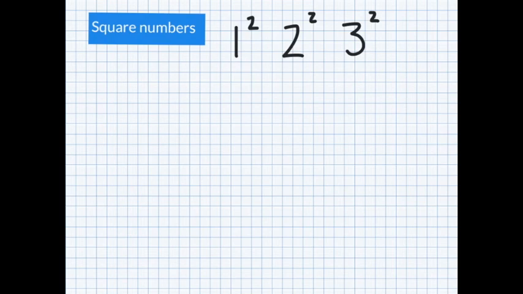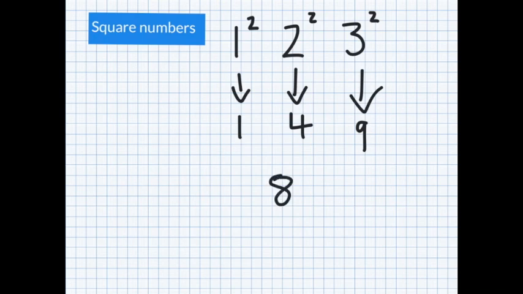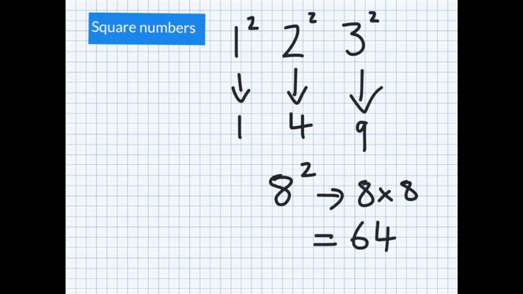So for example, 1 times 1 equals 1, 2 times 2 equals 4, 3 times 3 equals 9. When you have a little 2 present here, you're multiplying the number by itself. So 1 times 1, 2 times 2, 3 times 3. If you have larger numbers, you can go up to, well, 8 squared, which is referring to 8 times 8. If we know our times tables, that's going to be 64. So 8 squared equals 64.